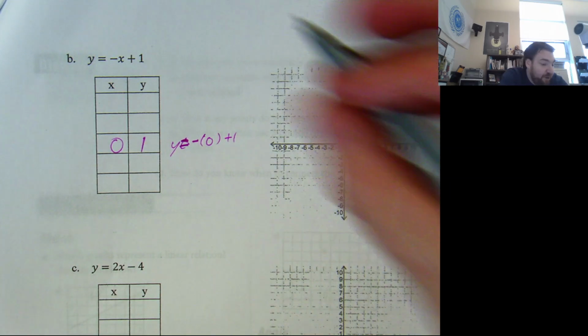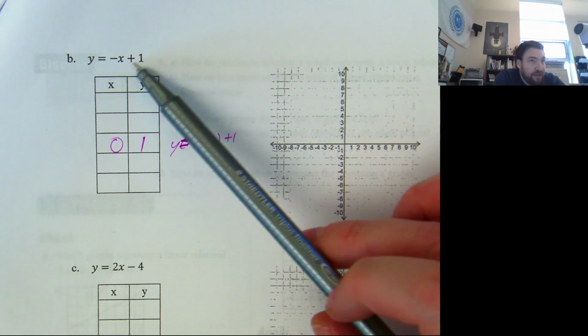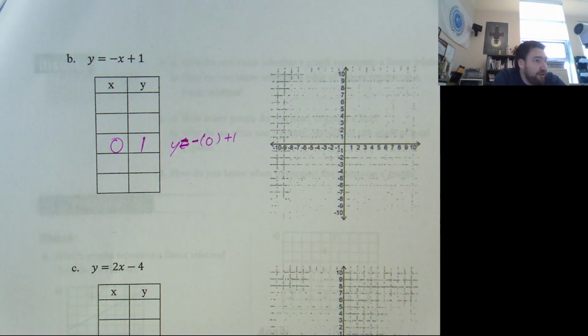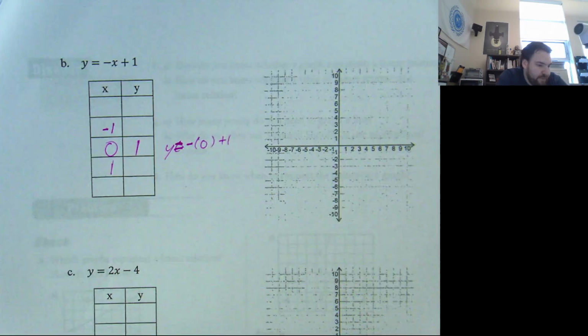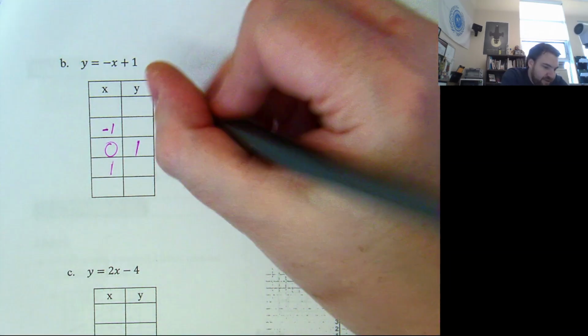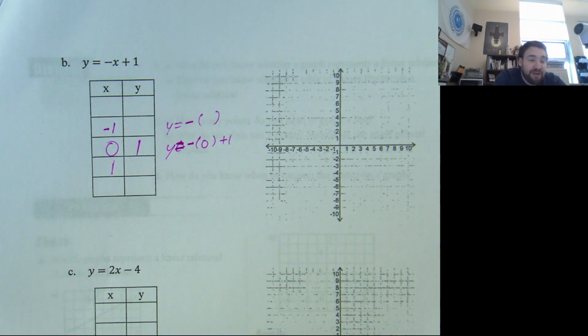If I plug -1 and 1 in here, again, I'm just multiplying by a negative and adding 1 here. So using -1 and 1 isn't going to create anything weird. So let's use those. So I got y equals, I put the minus sign out front, I put a set of brackets where my x was.